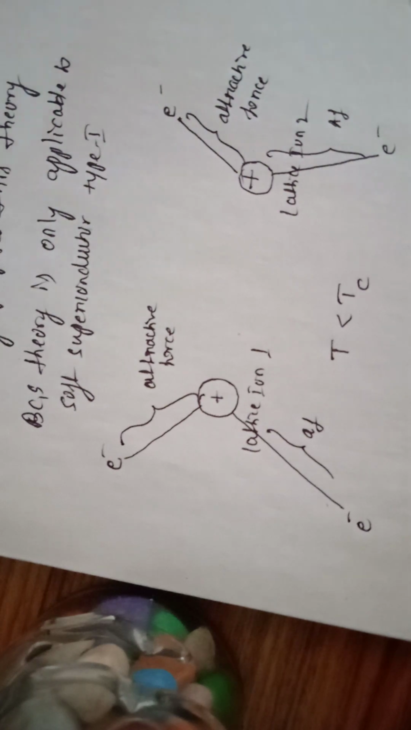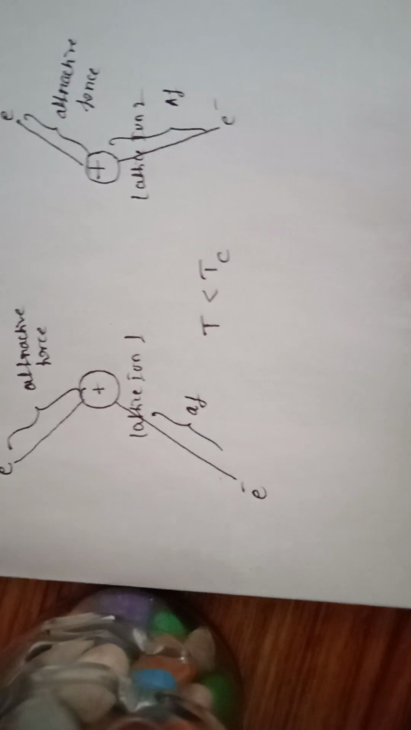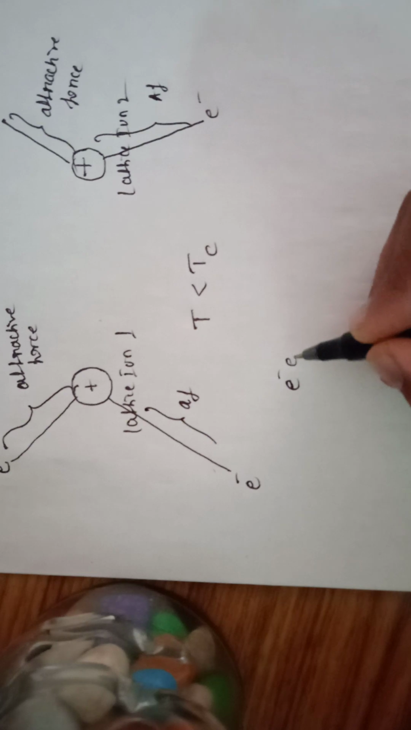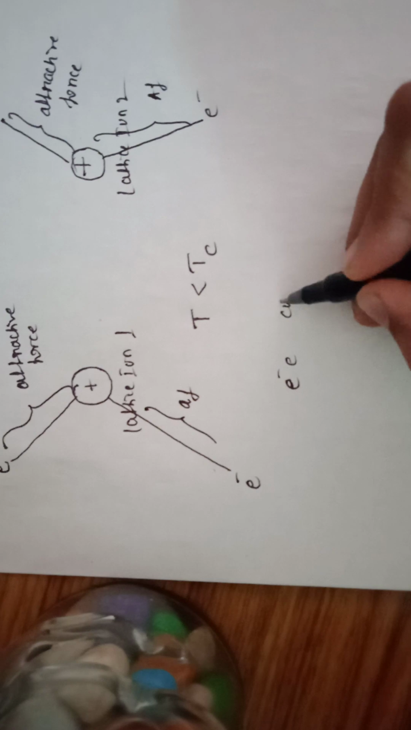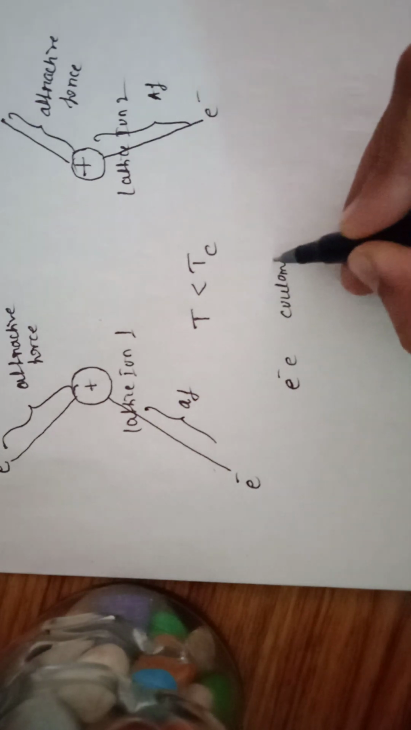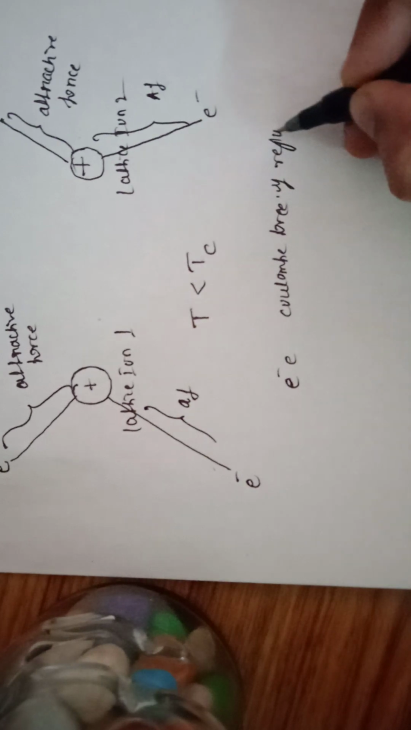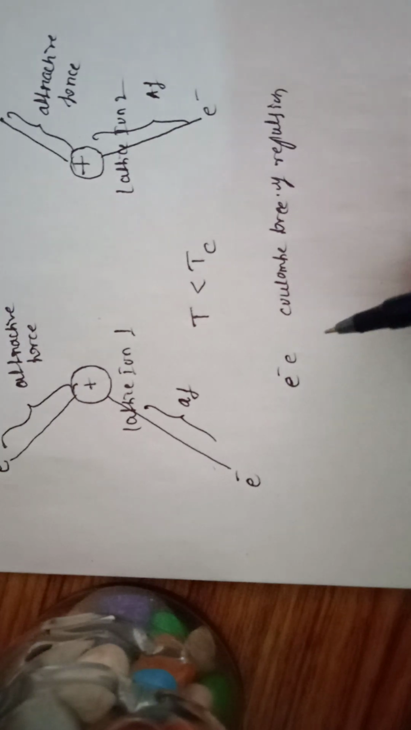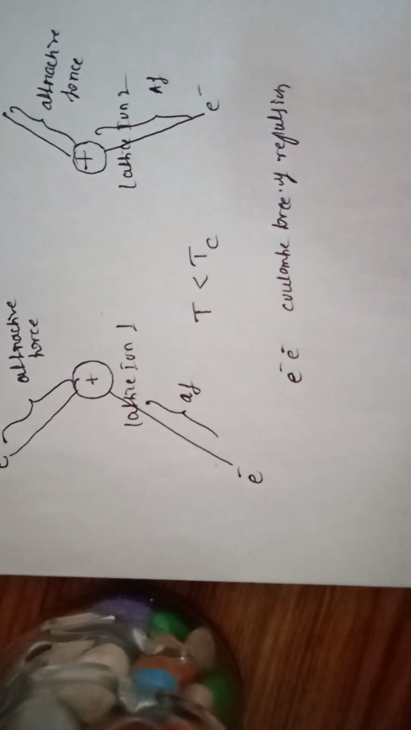A very important aspect here. According to the Coulomb repulsive force, if an electron is here and another electron comes closer to this electron, repulsion happens. So this is the Coulomb force of repulsion. This is happening in normal conductors definitely, because with the Coulomb force, unlike charges are attracted and like charges are repelled by each other.